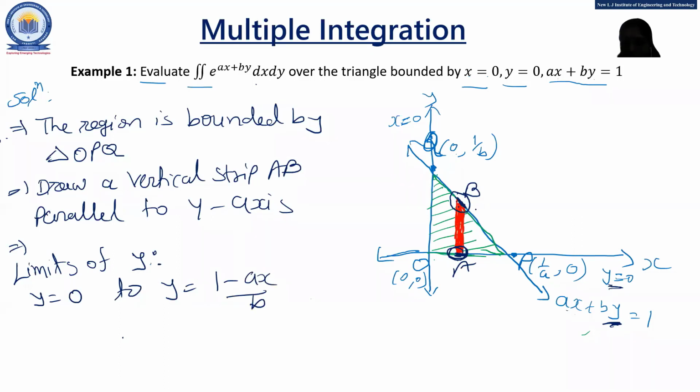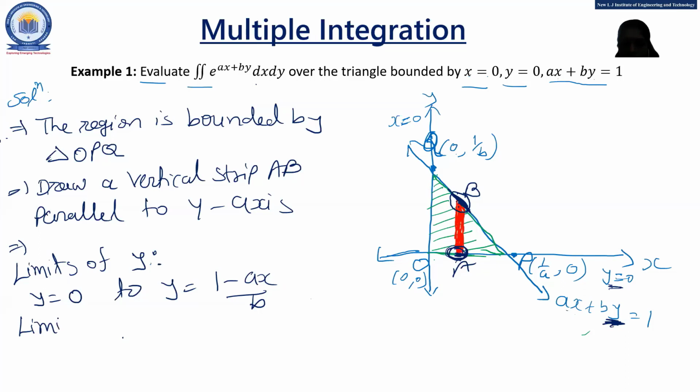Students, got it? This is the most important point of this example. What is the limit of y? The starting point of this vertical strip is y = 0, and the end point means its terminating point. The terminating point is this line, and if I take y as the subject, then y = (1 - ax)/b. Got it, students?